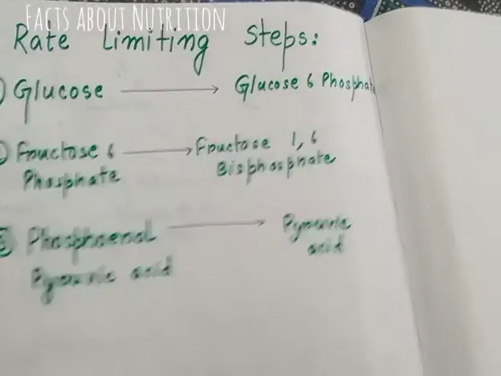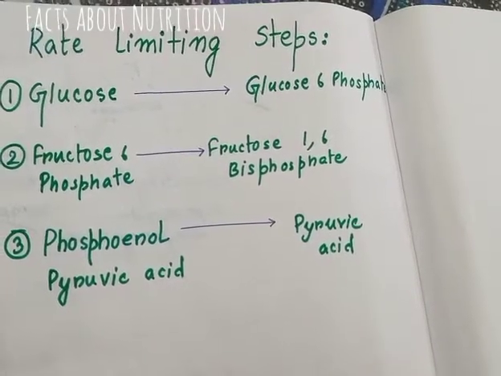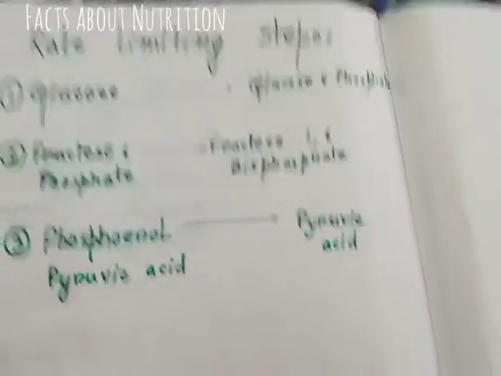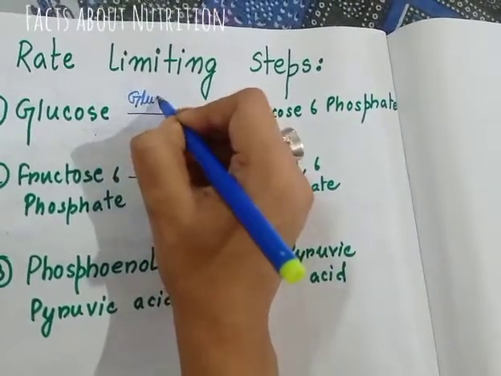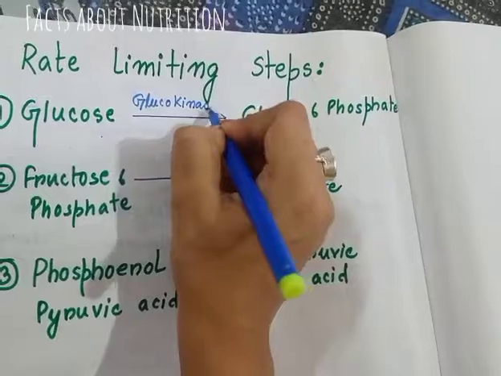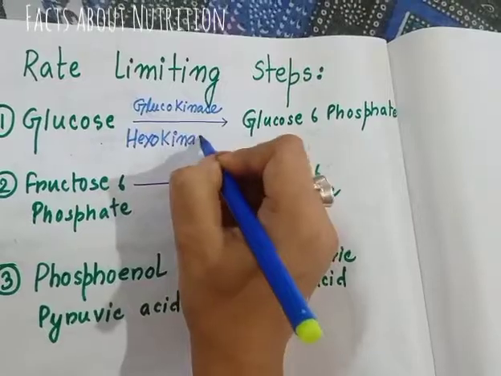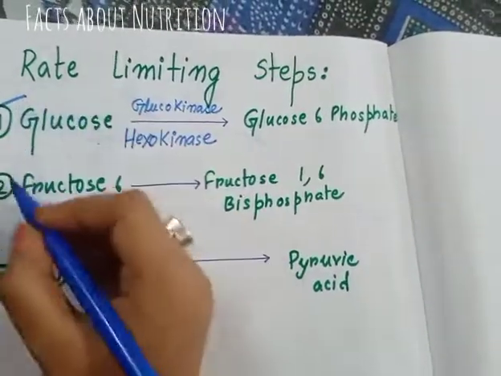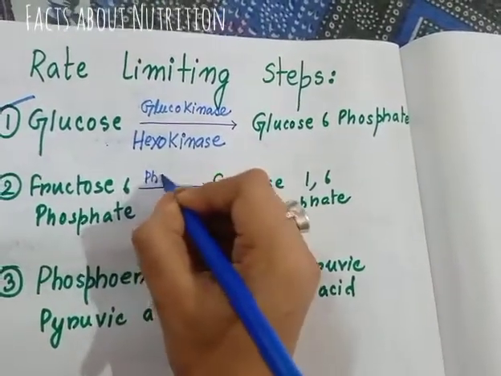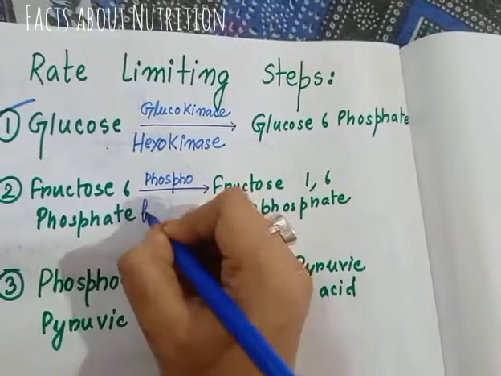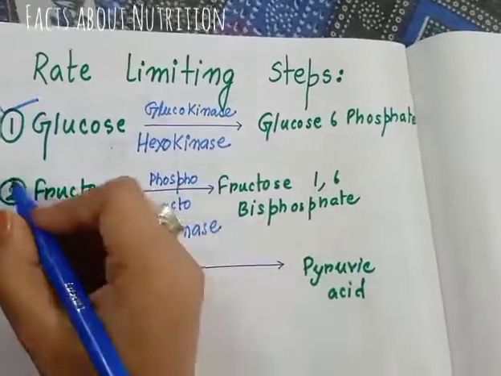Next is rate limiting steps of glycolysis. That means the steps that determine the rate of a particular metabolic pathway. So from glucose to glucose 6-phosphate by glucokinase or hexokinase, this is one rate limiting step. Fructose 6-phosphate to fructose 1,6 bisphosphate by phosphofructokinase, this is another rate limiting step.